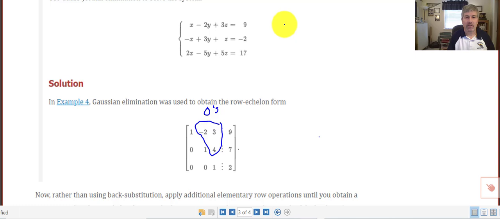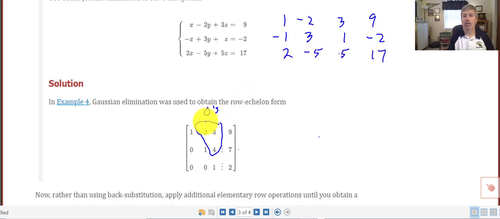Our original augmented matrix here was 1, -2, 3, 9, -1, 3, 1, 2, and negative 2, 2, negative 5. And they just blew right by all the work that it took to get it into row echelon form. So how did we do all that?